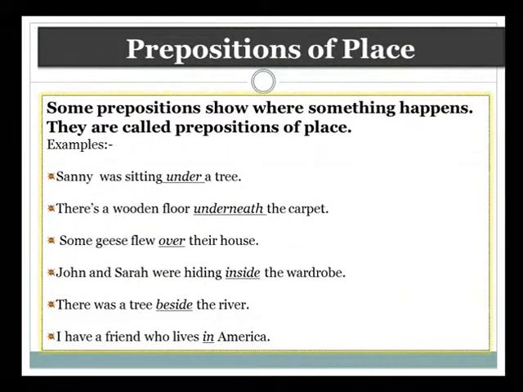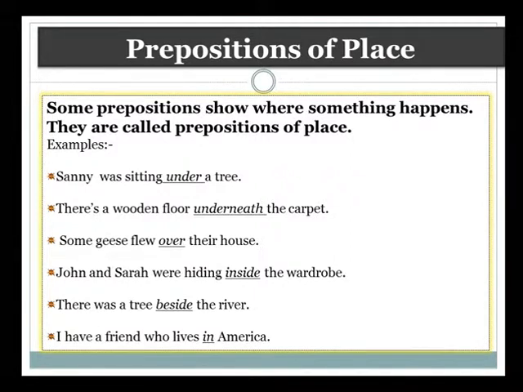So, starting with the first category first, which is prepositions of place. These prepositions show where something happens. They are called prepositions of place. That means every question, every statement that uses prepositions of place, you can question the same by using a word like where. Let us see.